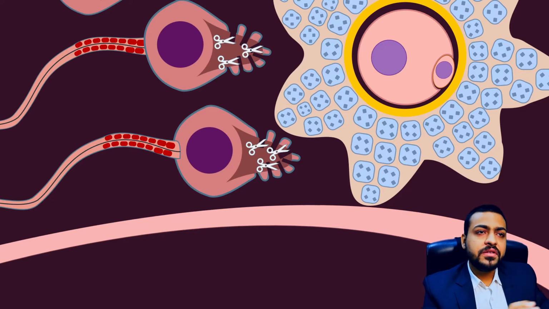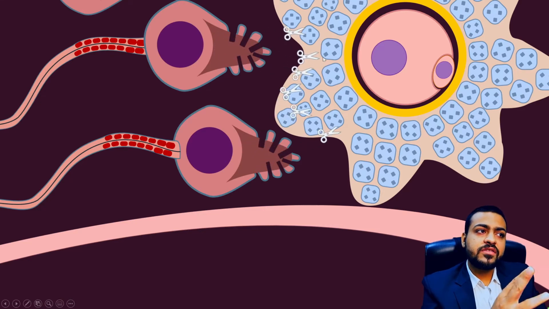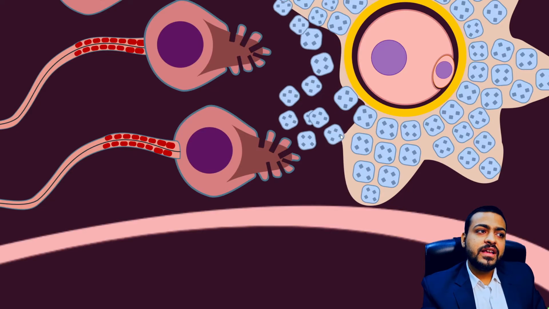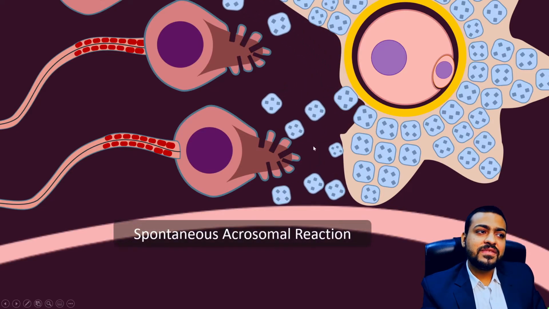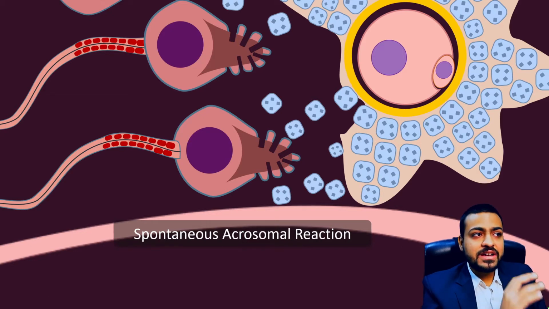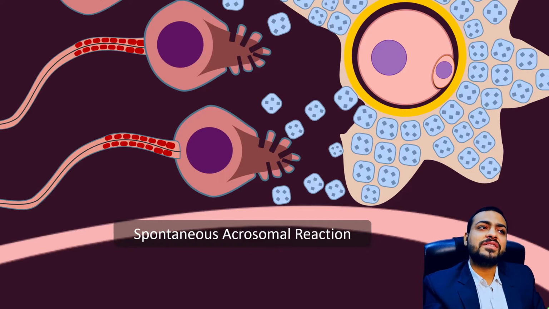They will randomly separate from each other, they will disperse. So these molecular cutters, or hyaluronidase, will be released from the acrosome, and they will cut the structure of hyaluronic acid. As this is done, these corona radiata cells will disperse away from each other, and this is called the spontaneous acrosomal reaction. I will tell you later on why it is called spontaneous, because there is another acrosomal reaction that is non-spontaneous.